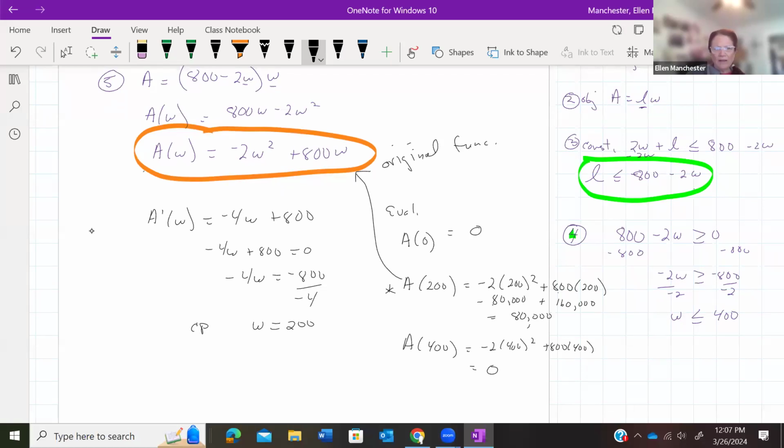So now I have to find, and this is step 8, if you will, my length. So 800 minus 2 times 200. I'm plugging that back into here. That's where I'm getting my length. So my length is 400.